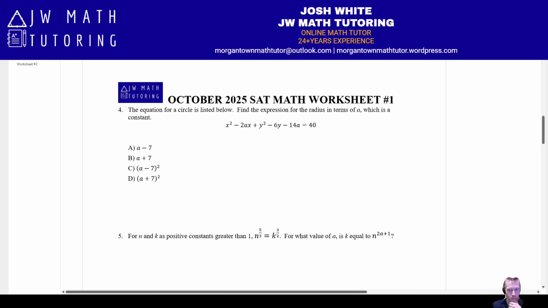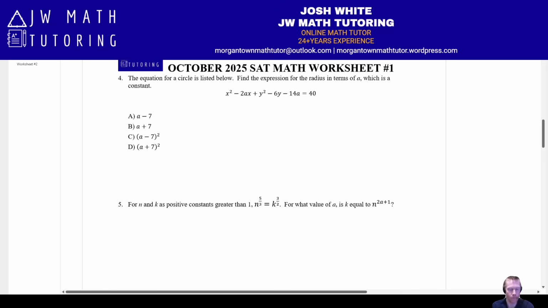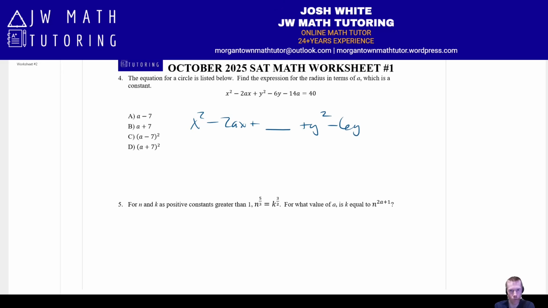All right, next up, we have a circle problem. And in this one, you are given an equation. It has some constants in it. And essentially, it's asking for an expression for the radius in terms of A. So if you want to do this one by hand, what you would do is complete the square on x and on y.